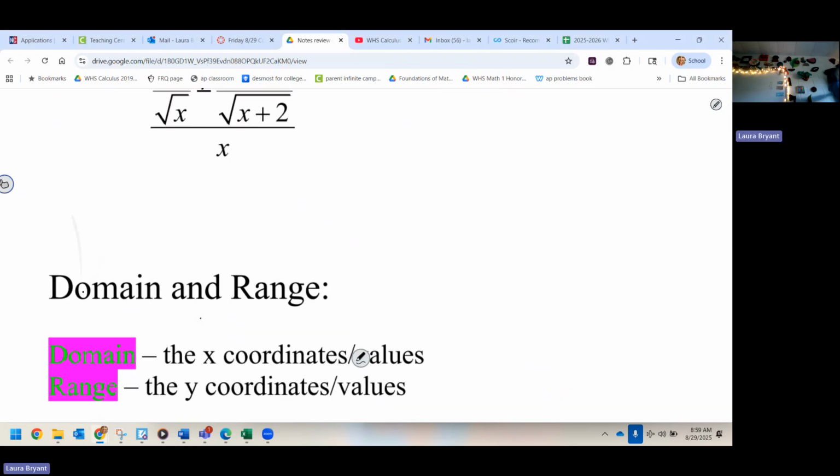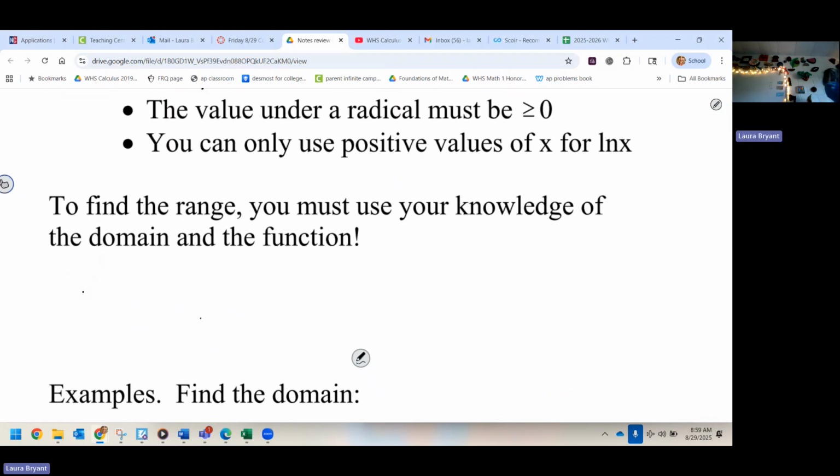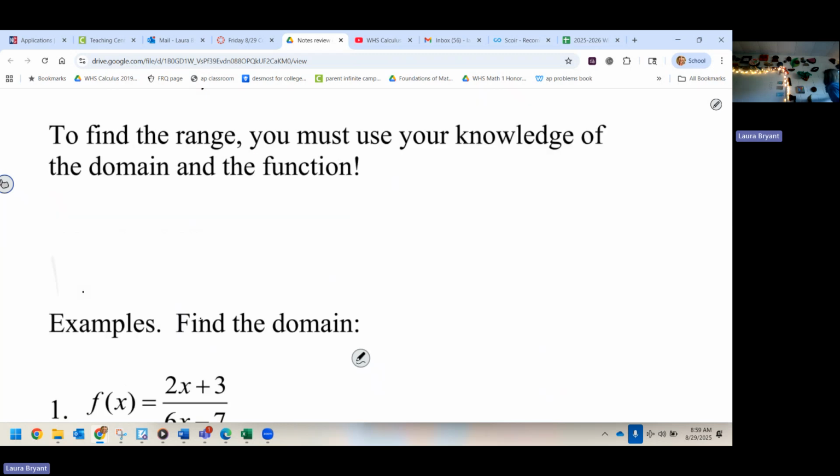And then for range, you're going to just have to use your knowledge of shifting and functions, your knowledge of what the domain is, to figure out the range. Range does not have a special formula to it aside from just knowing your functions.